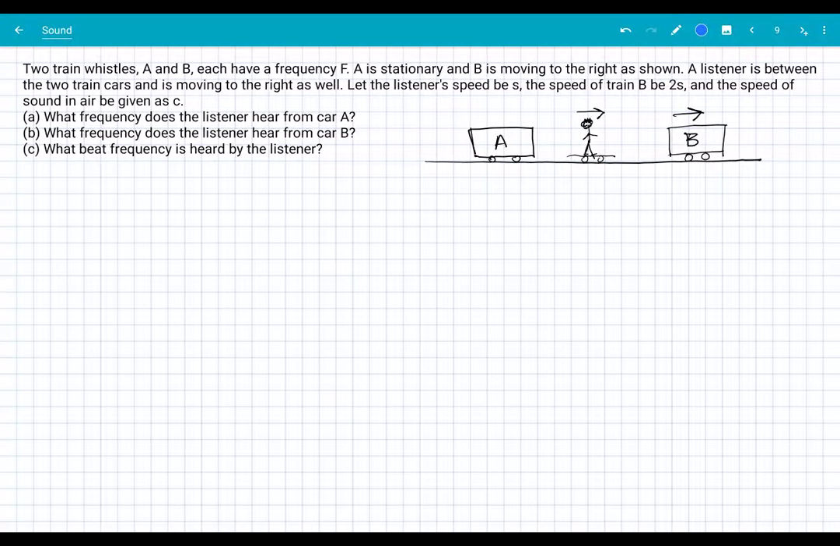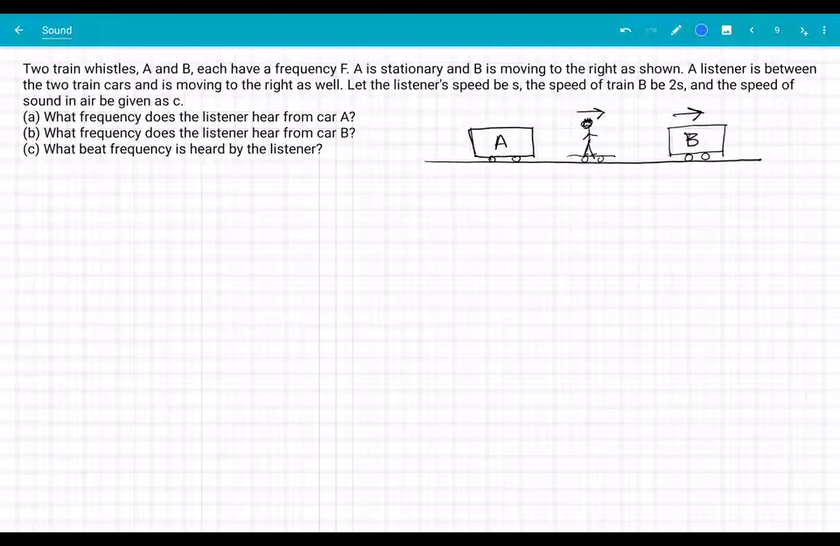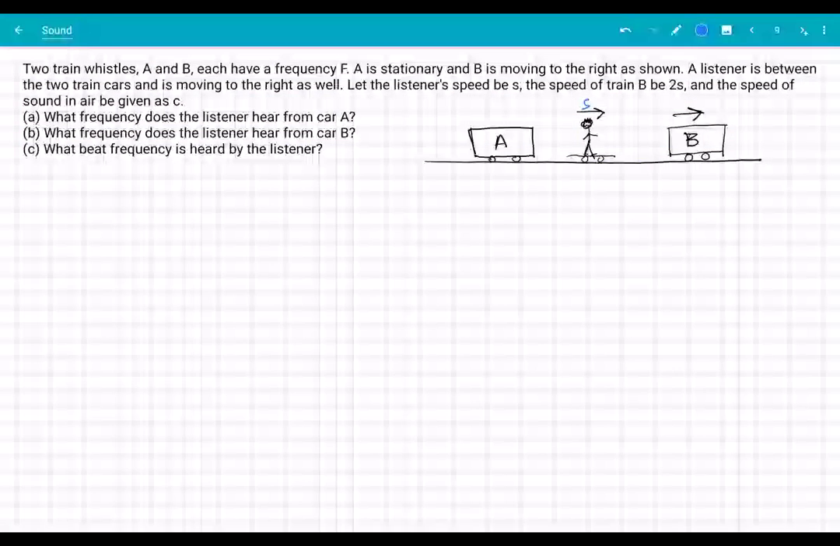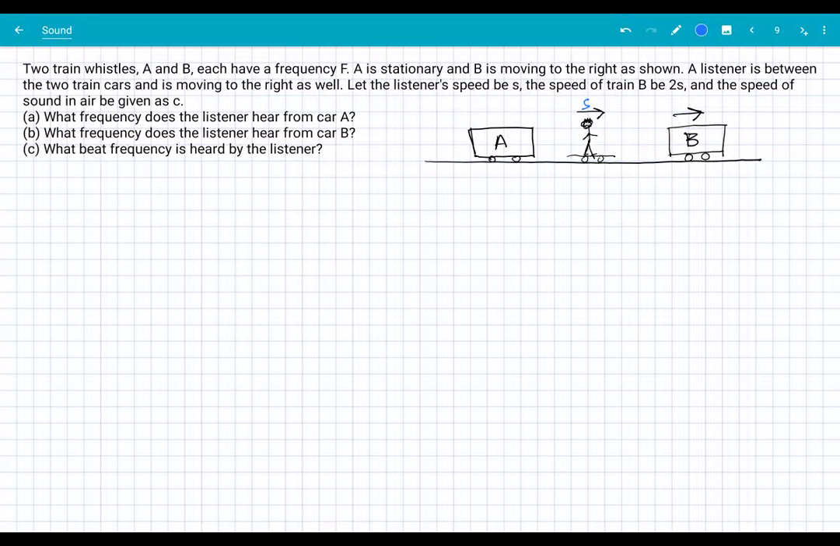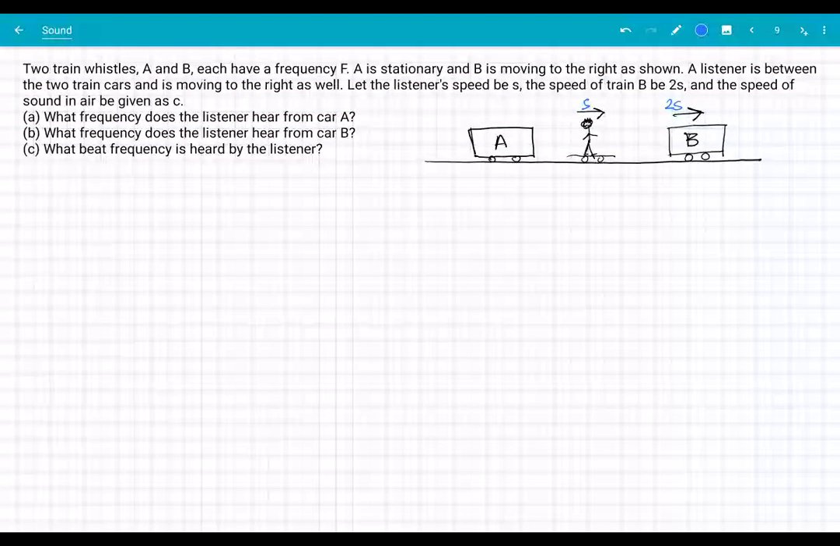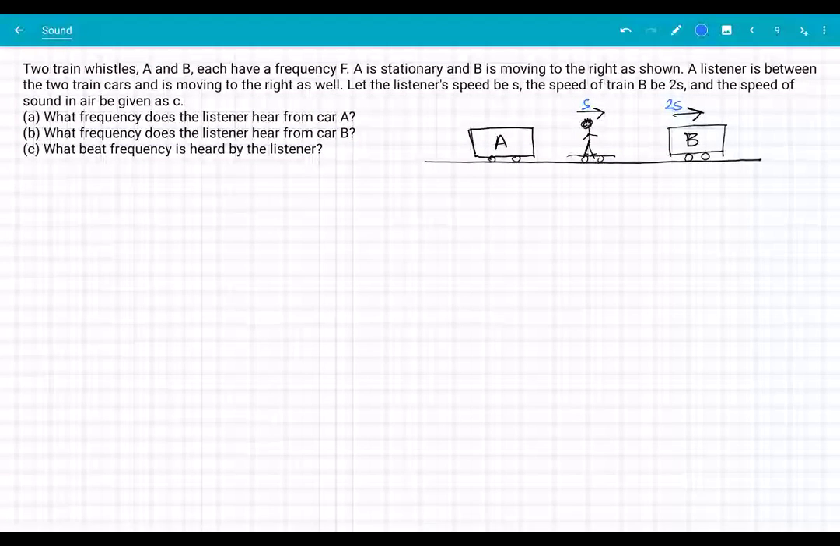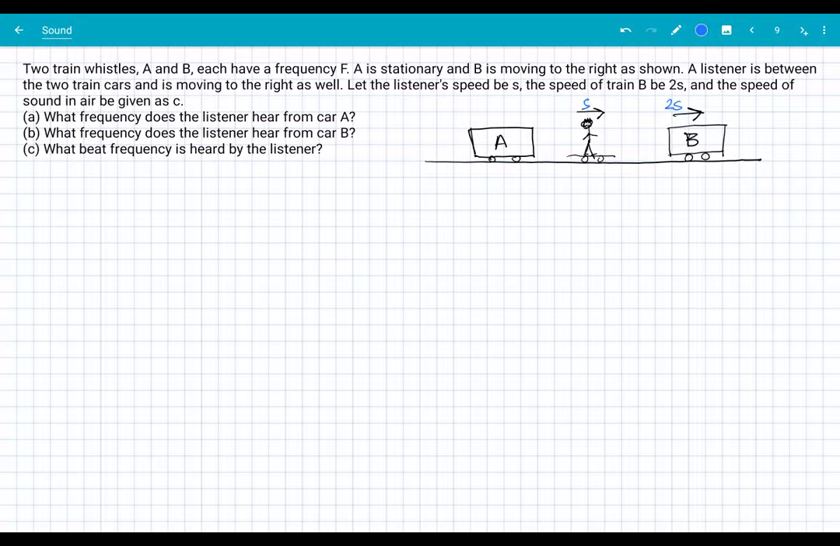There's a listener that's between the two train cars and also moving to the right. We're going to let the listener's speed be S. I'll label that. The train car B has a speed 2S, and the speed of sound in air is given to us as c. So this is just some Doppler exercises, basically. What frequency does the listener hear from car A?